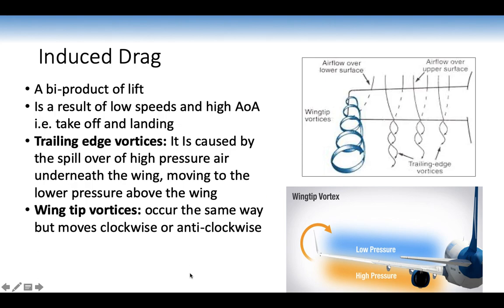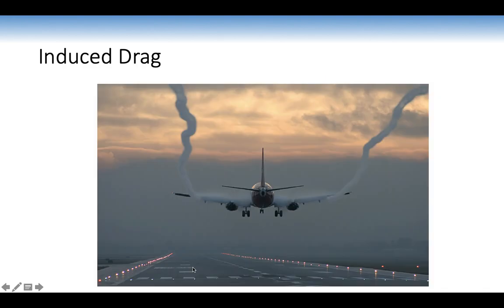Wingtip vortices occur the same way, but move clockwise or anti-clockwise. So over here on the left wing, the high pressure wants to feed that low pressure, so it moves in a sort of clockwise direction, and on the right wing, the high pressure moves to low pressure, and it moves in an anti-clockwise direction. We can't normally see the wingtip vortices, but if there's enough moisture in the air, you can see them as well, and that's induced drag.